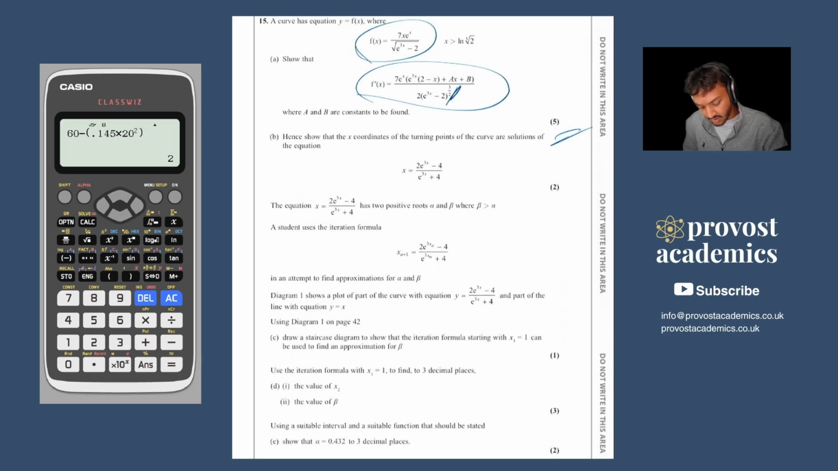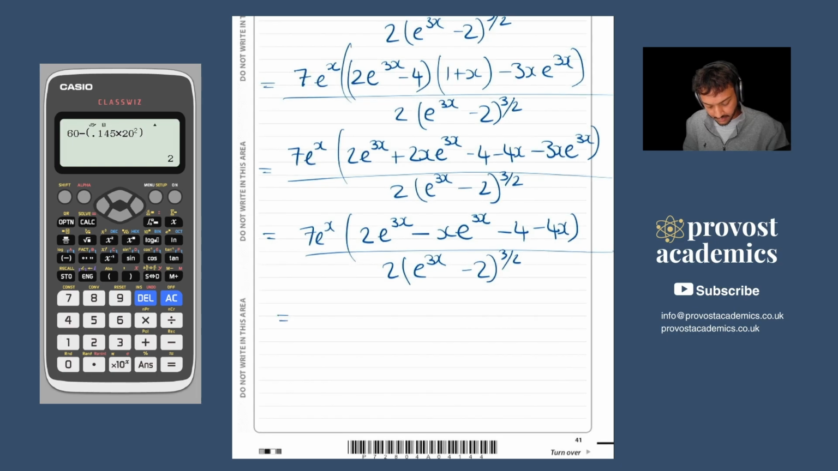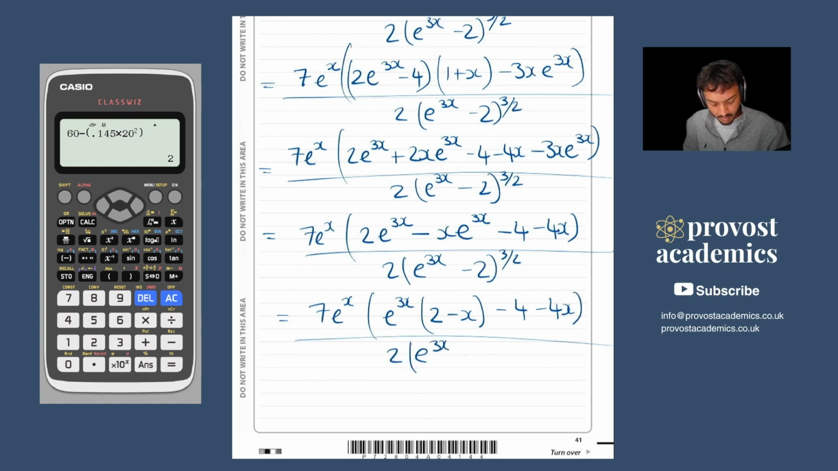Okay, looks like they just pulled e to the 3x out. That's exactly what we're looking for. And there you go, that's the answer. So 7 e to the x, e to the 3x to give us 2 minus x minus 4 minus 4x over 2 e to the 3x minus 2, 3 over 2. And there you have it.